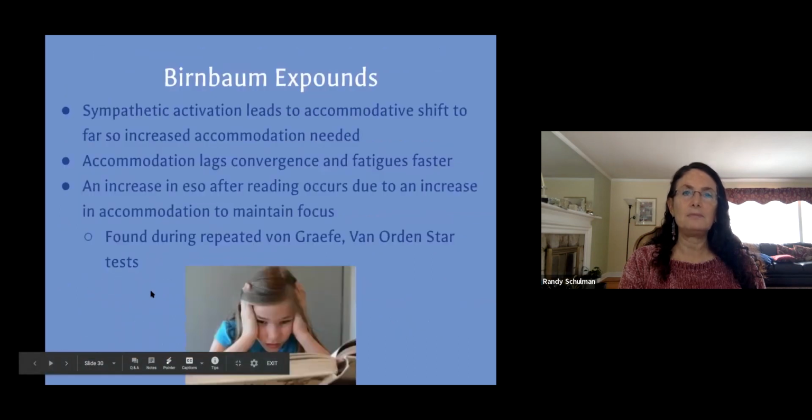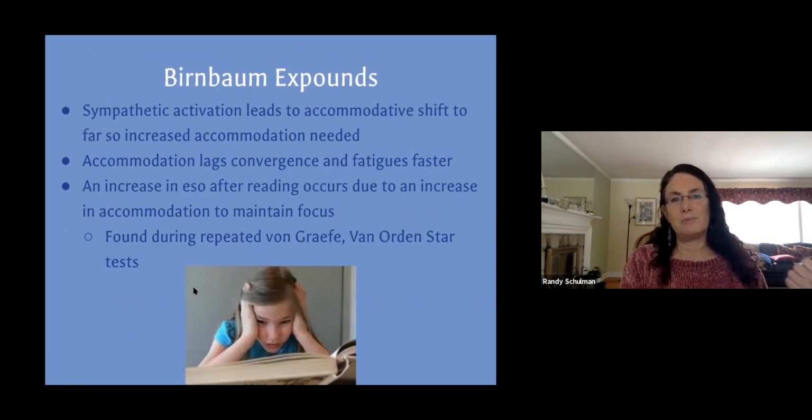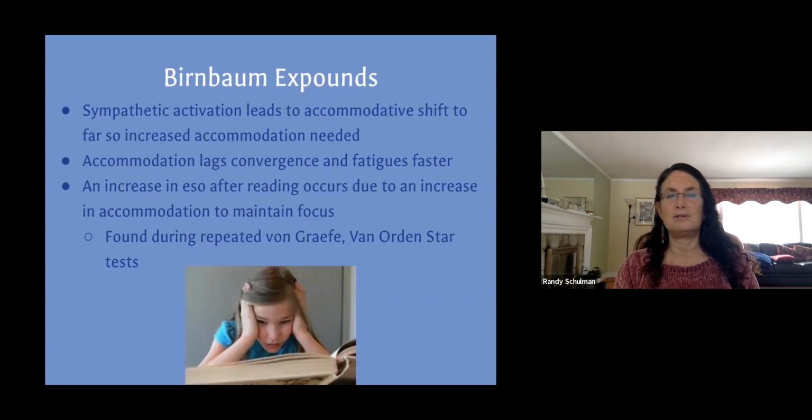So he also brought in that Forest model, if you remember, that talked about sympathetic activation that extends, and we go into that exhaustion, and that accommodation will lag convergence, and then they'll fatigue. So you end up with an increased ESO posture. And you can find that if you repeat tests. So, again, that's probably the most confounding to students and certainly to myself. And then it's also a challenge to explain to parents.